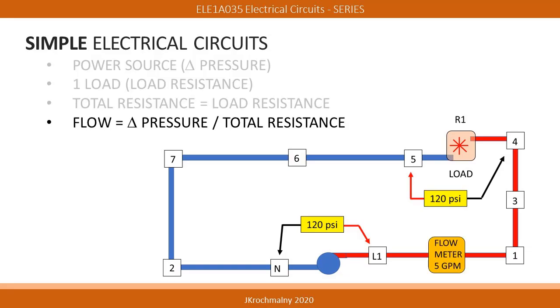In this slide, we see a flow rate measurement of 5 GPM existing between terminals L1 and 1. As in all circuits, whatever flow rate is measured at one location will be the same flow rate measured in other locations.